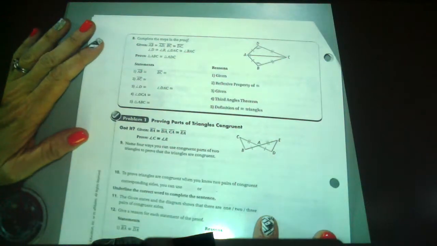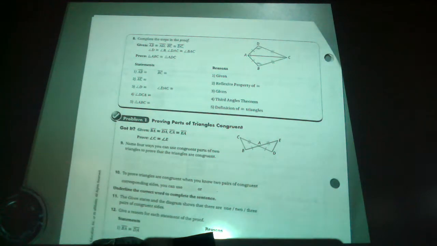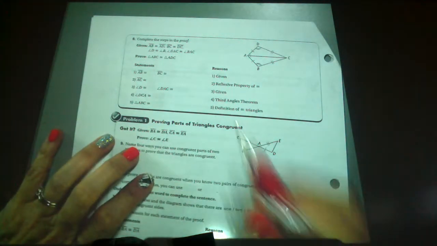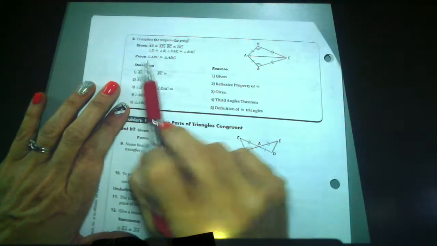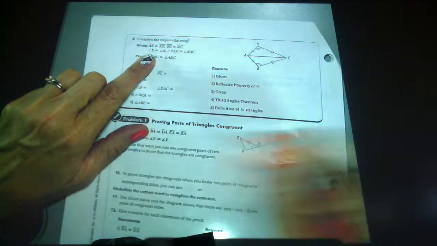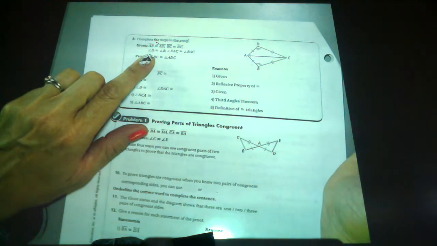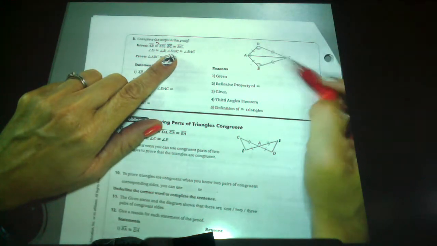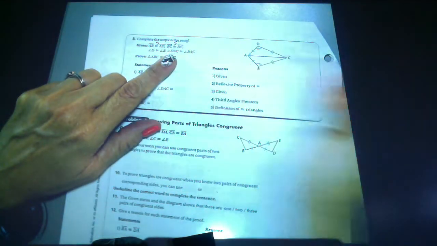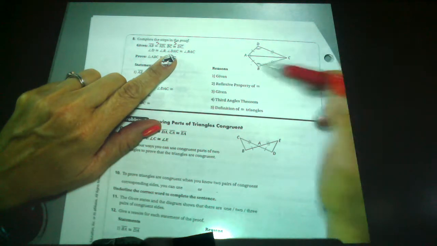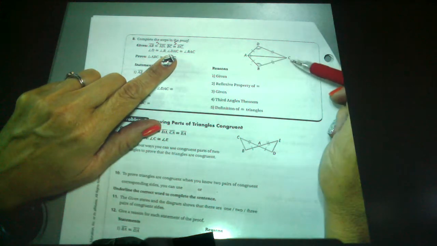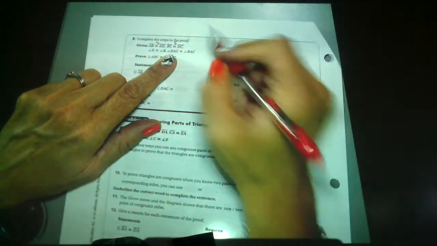Okay, so let's look at this proof right here. So now this is a proof that's going all the way back before we did our shortened proofs, just to let you know. It says complete the steps. So given that AB is congruent to AD, so they have those single tick marks, that's a direct side congruency. Then BC is congruent to DC, that's a direct side congruency. Now, we can prove that AC is congruent to AC all by ourselves, can't we? Why?